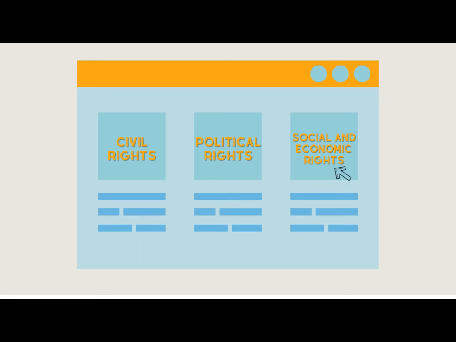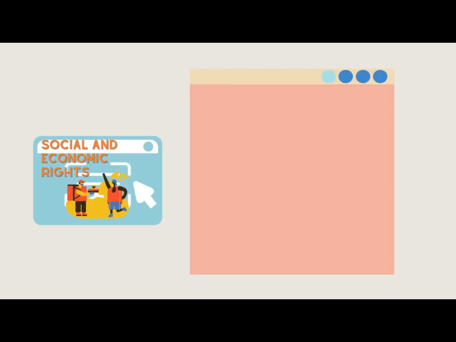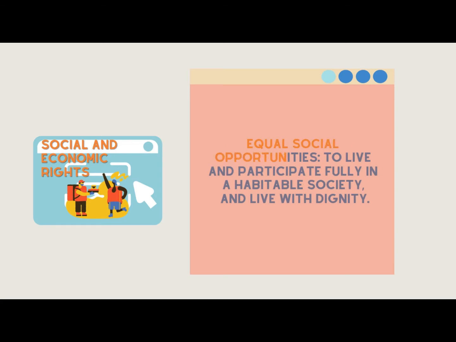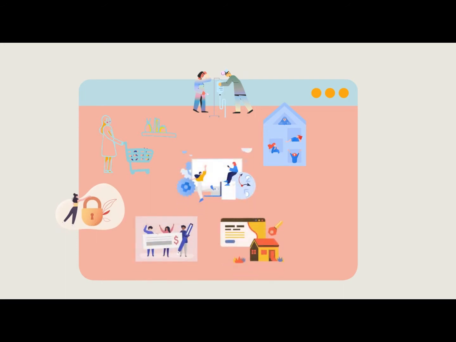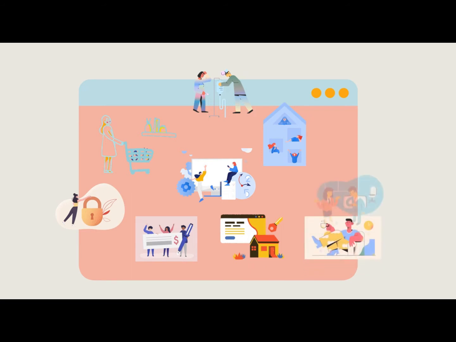Social rights and economic rights. These rights guarantee us equal social opportunities to live and participate fully in a habitable society and live with dignity. This includes the right to food, right to healthcare, right to housing, right to social security, right to work, right to adequate wages, right to own a property, right to rest and leisure, and the right to fixed hours of work. Alright, Studybuds, so we've learned about human rights.